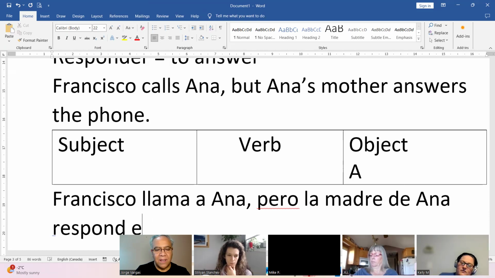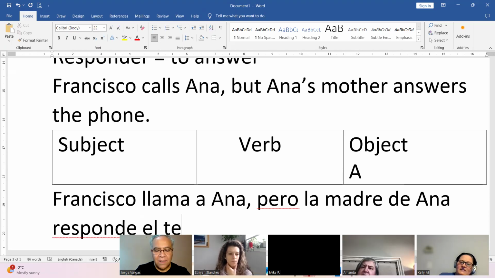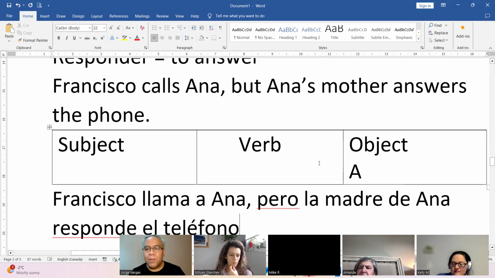El teléfono. Responde el teléfono. Teléfono. Oh no. El teléfono.